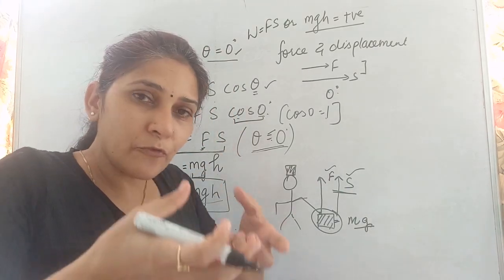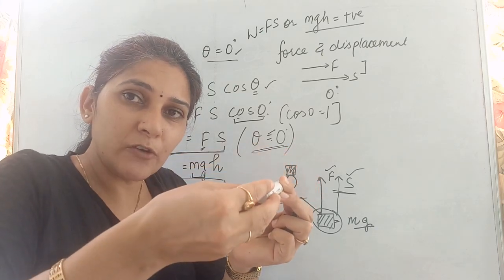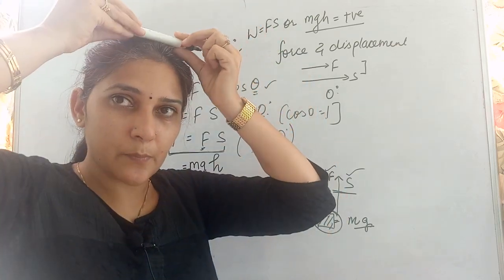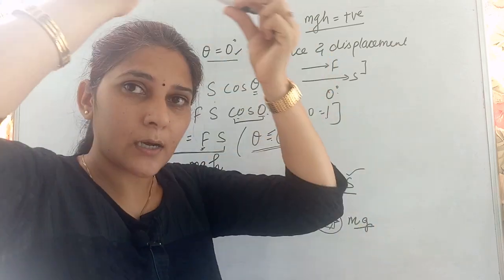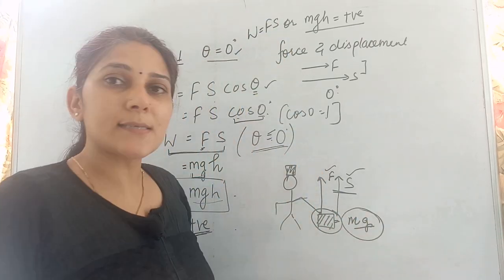ओके, कितना फोर्स मेरे हाथ को लगाना पड़ेगा, जितना इस ऑब्जेक्ट का वेट है उतना ही फोर्स मुझे ऊपर की तरफ लगाना पड़ेगा ताकि इस वेट को मैं यहाँ से उठाकर अपने सिर पर रख पाऊँ. So the force which I need to exert is m into g.